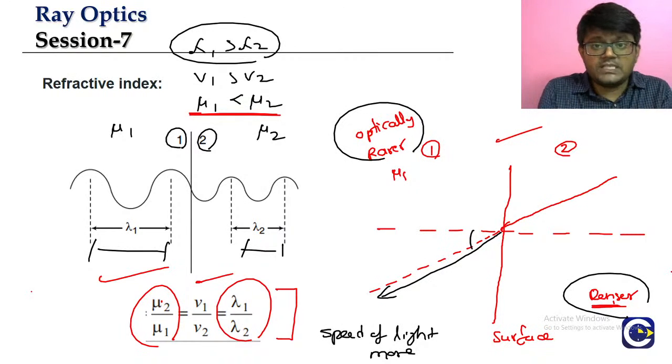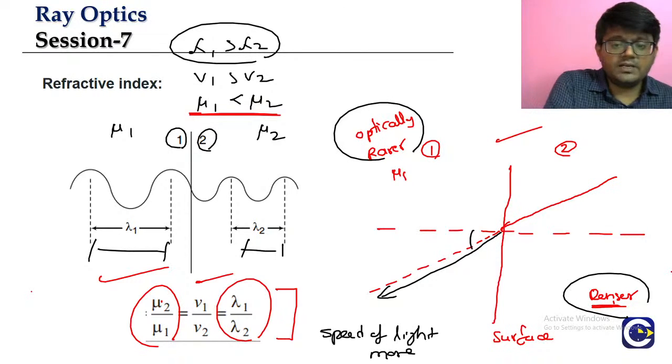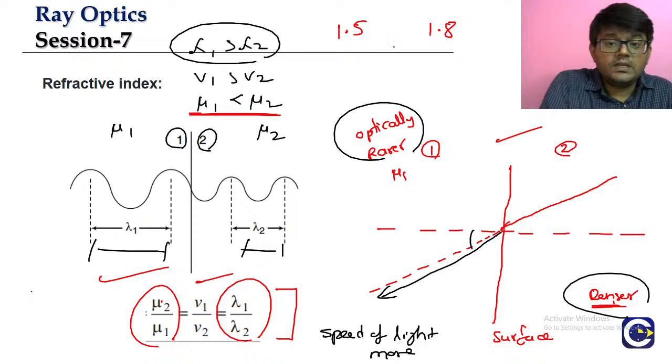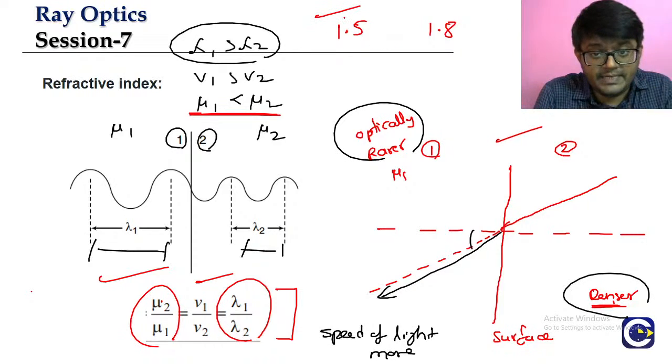So comparatively, whichever medium has a lesser refractive index will be called what? Rarer. Whichever has a higher refractive index will be called what? Denser. It is a comparative thing. Say, for example, if I have a medium with refractive index 1.5 and another medium with 1.8, in this case, what will you say? The 1.5 one is the rarer medium.